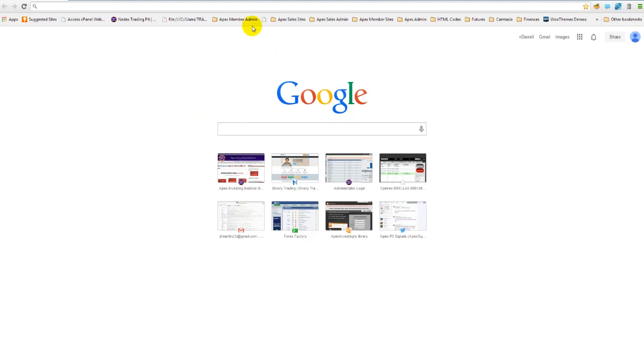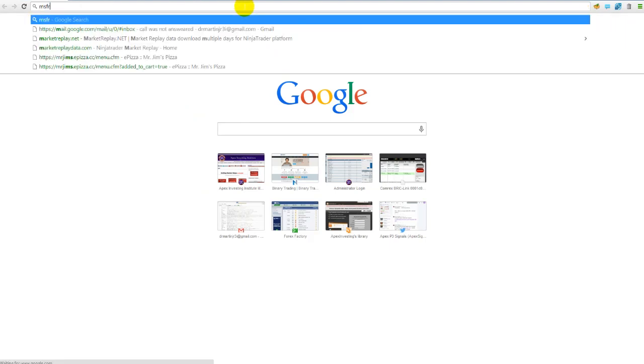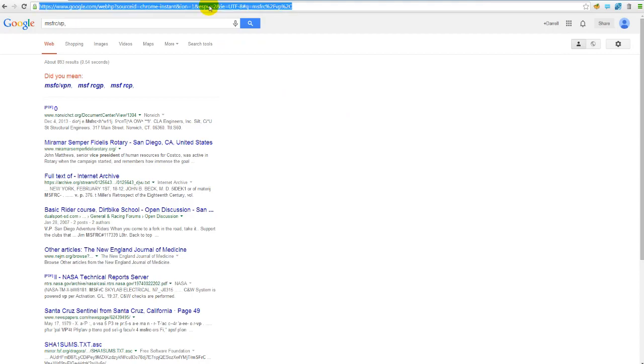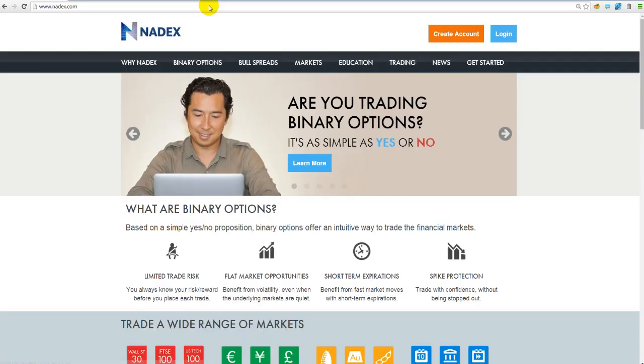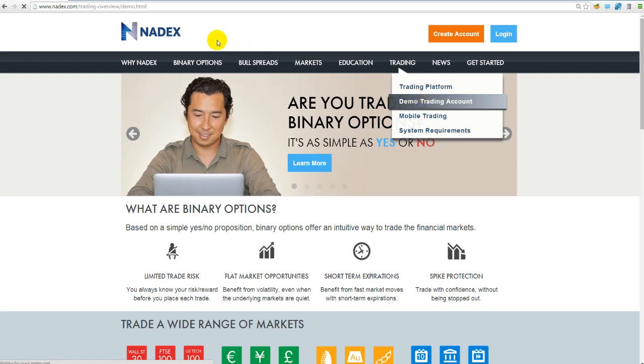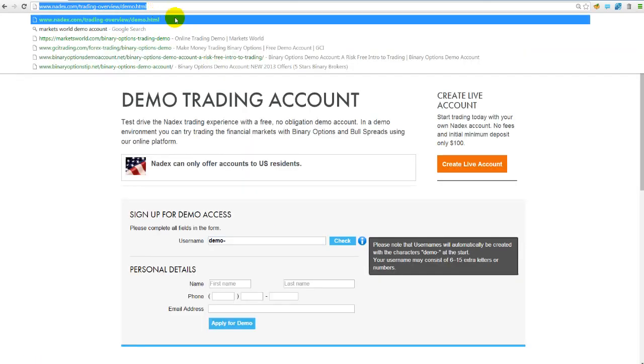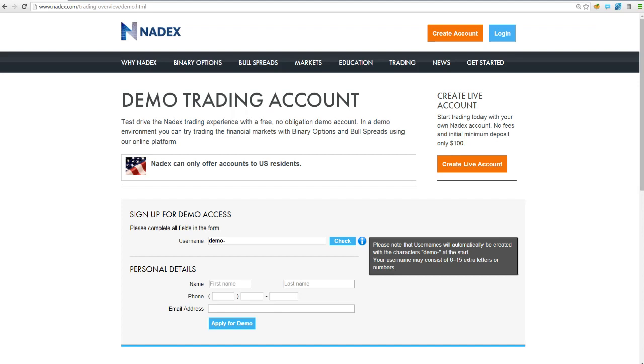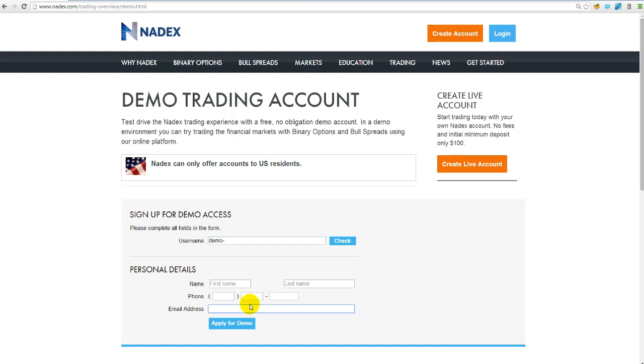Before you do that, a step to take right now: hop on over to Nadex.com, and go to Trading, Demo Trading Account. Some of you said you don't even have a demo account set up yet. This is where you want to go, and I'll post that link for you. Just click on Trading, Demo Trading Account at Nadex.com. Fill in your username, first name, last name, phone number, and email address, and click Apply for Demo. Once you've done that, check your email, and they will get you going.